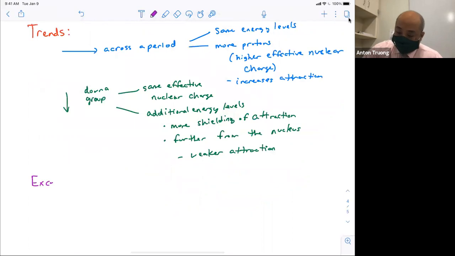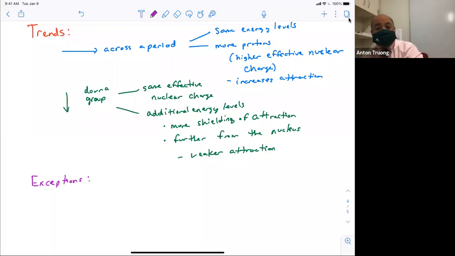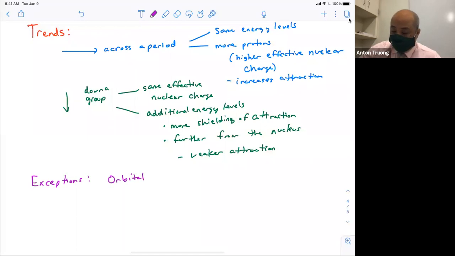Now, the tricky thing is that there are exceptions to this trend rule. And you'll notice in some of these trends, there are dips when there should be increases and things like that. And I say whenever you have to try to explain an exception, you need to refer to the orbital diagram.